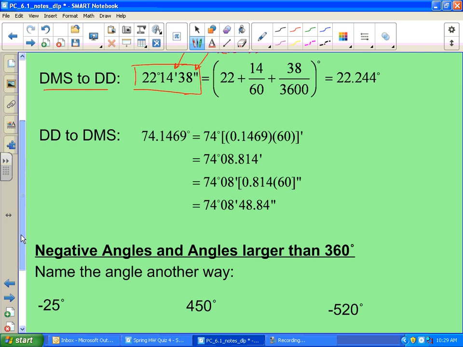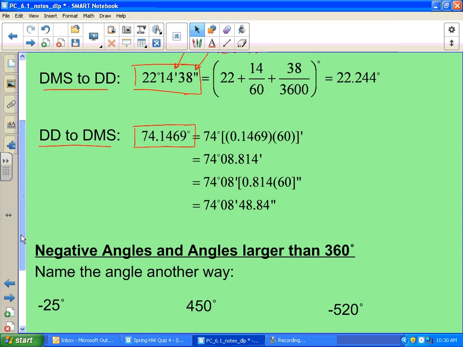What about going the other way? This one's a little more, I'm going to have to think about this one a little bit more. When you're going from decimal degrees into degrees, minutes, seconds. So here we have 74.1469 degrees, and we want to convert that into 74 degrees, so many minutes, so many seconds. Now, when we do this, the thing that might have a decimal in it will be seconds. Minutes will not. Degrees will not. But the seconds can have decimals. So how do we do this?